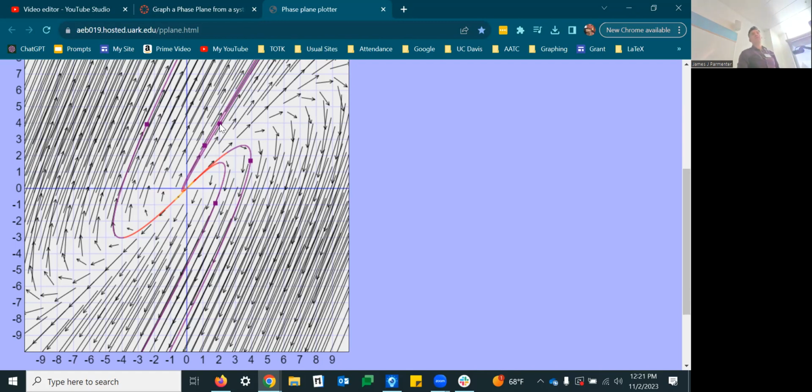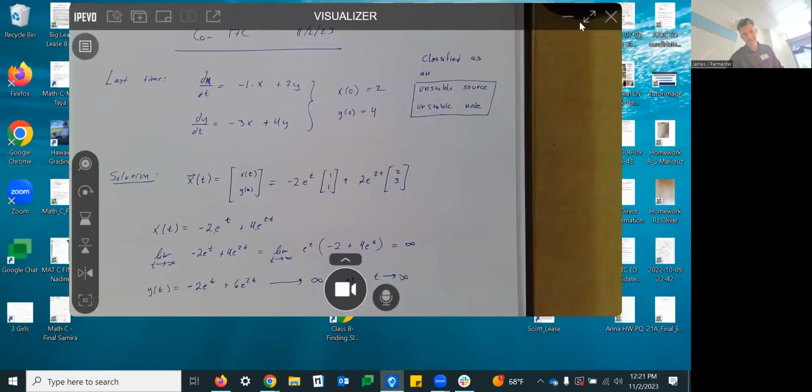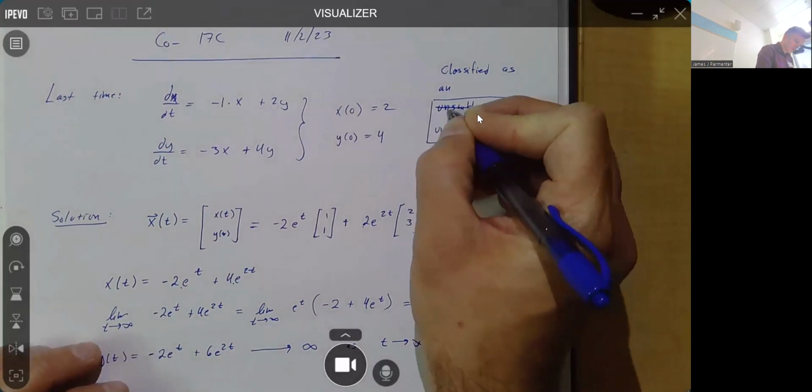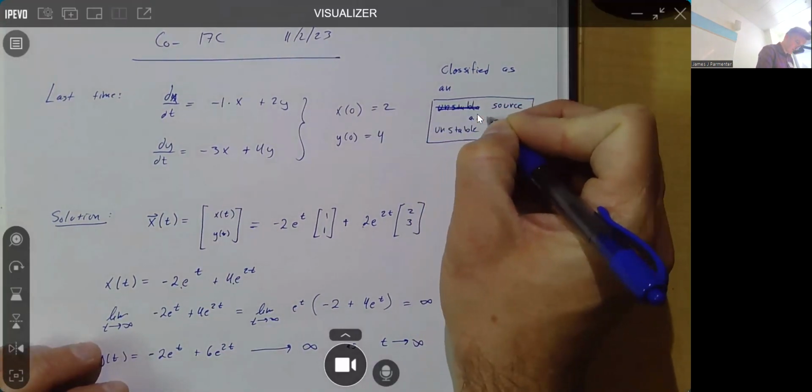Let's look at another example. Oh, sorry, you can't see the thing I just wrote. There we go. This is classified as a source, also known as an unstable node.